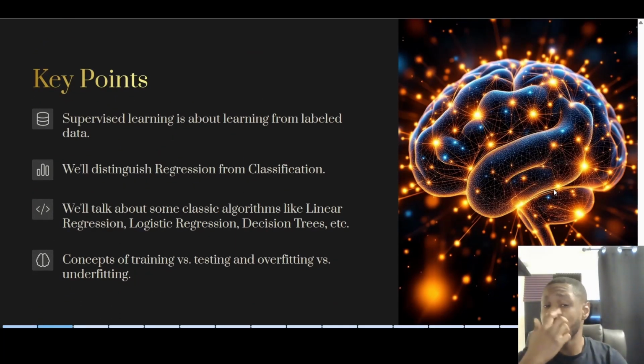So what can you expect to learn from today's lesson? We're going to be of course covering what supervised learning is. We'll also distinguish between the two different types of supervised learning, namely regression versus classification. We'll talk about some classic algorithms used, such as linear regression, logistic regression, decision trees, and more. And we'll look at some key concepts and terminology, such as underfitting, overfitting, training versus testing data. Let's get right into it.